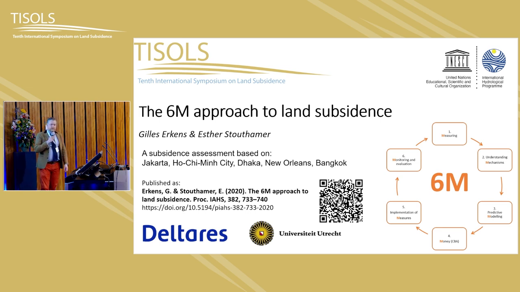So we learned from Jakarta, Ho Chi Minh City, Dhaka, New Orleans, and Bangkok, and I should also mention Tokyo. That led to this 6M approach that is used now in the Netherlands quite a bit. It can be used for land subsidence, but also for other natural hazards. And the paper can be found with this QR code.